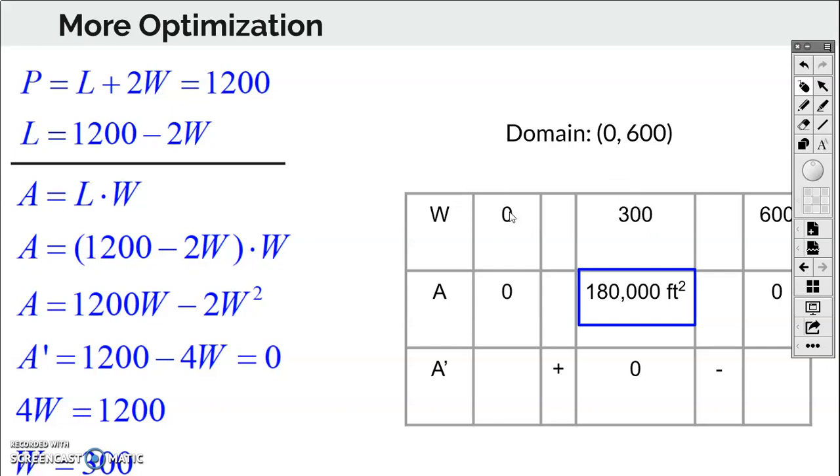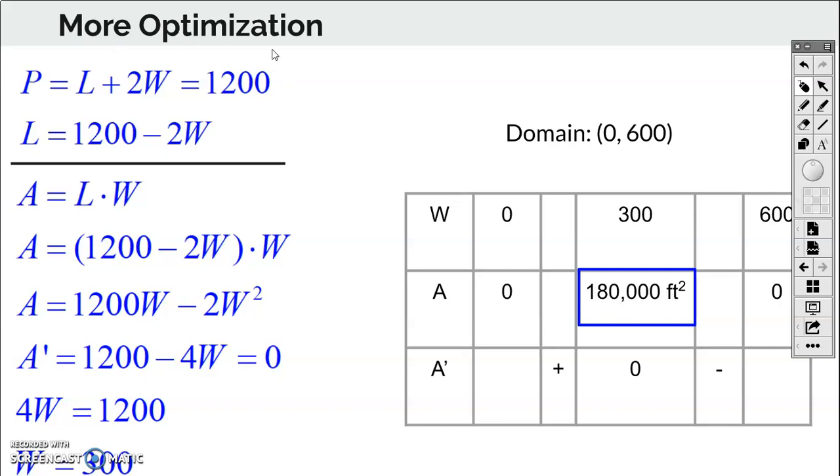So the least the width could be would be 0. That wouldn't really be much of anything. The most it could be would be 600, because if you took 600 for both the widths, there would be nothing left for the length. So I need to check 0, 300, and 600. The area, if the width is 0 or if the width is 600, is 0. And I get that by just plugging in to this equation for area. The area at 300, either plug in 300 to this equation or plug in 300 for the length and get that the length is 600. 300 times 600 is 180,000 feet squared.